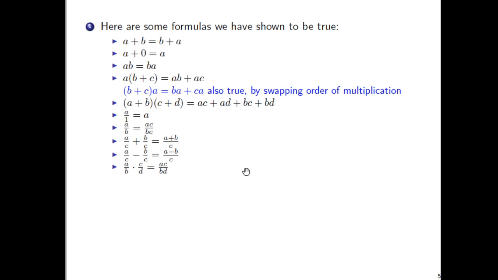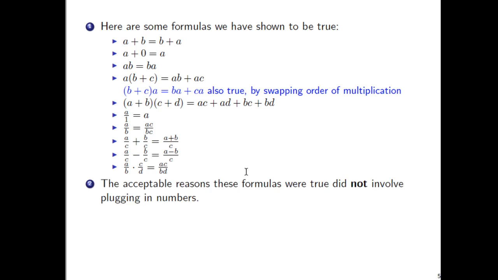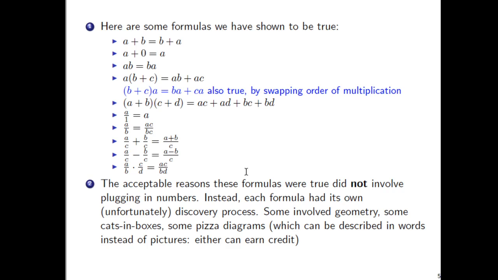Anyway, here are formulas we've essentially shown to be true, and the acceptable reasons these formulas were true did not ever involve plugging in numbers. Sure, we might have plugged in some numbers just to discover what was going on, but the actual explanation that I will accept does not involve plugging in numbers. Instead, each formula has its own discovery process. It's kind of unfortunate that each has its own, but if the process of discovering a formula is true, that literal exact same thought process couldn't lead to two different conclusions, right? So each formula, unfortunately, has its own discovery process. Some involve geometry, some involve cats and boxes, some involve pizza.